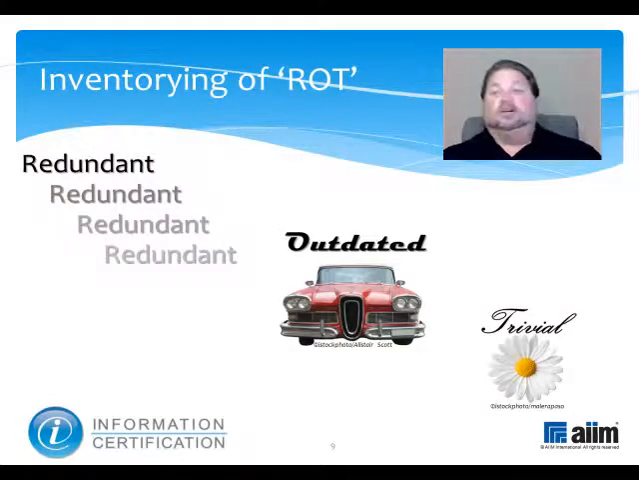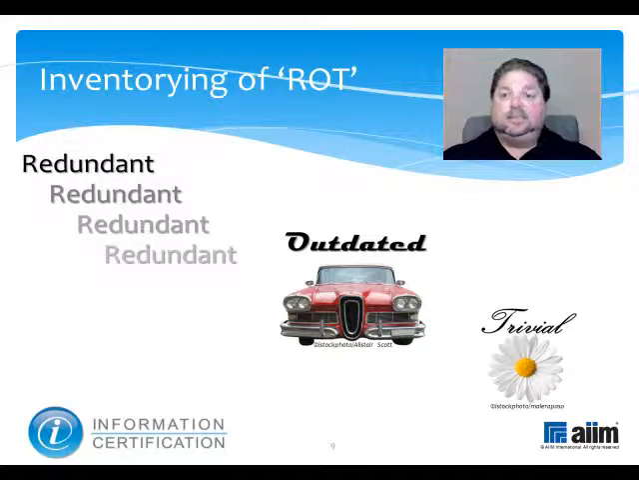And then there's ROT, which stands for redundant, outdated, or trivial. 3 useful classifications that can help you set action items and priorities. For example, if you find multiple copies of the same information, and you will, which one is best considered the original? If you find something old that hasn't been accessed in a long time, perhaps it should be put on the road to being disposed of.